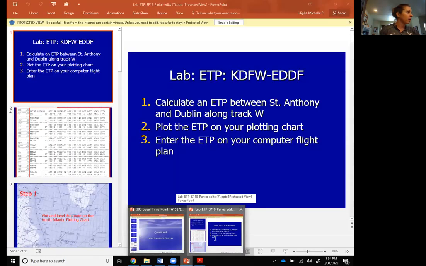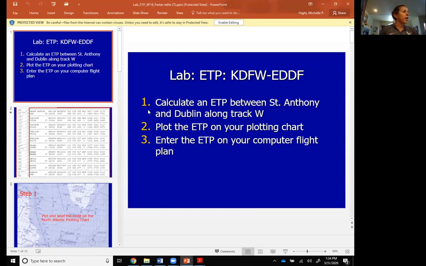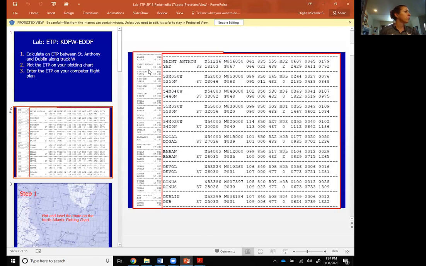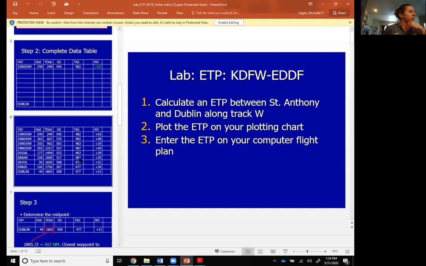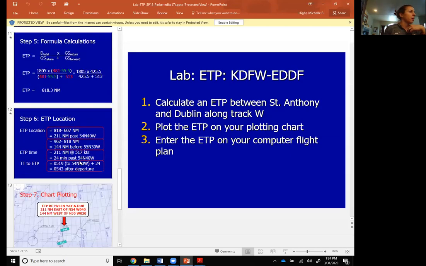So here's our lab. Today, we're going to calculate the ETP between St. Anthony and Dublin along track W, which is what we're on. We're going to plot the ETP on the plotting chart. I'm just going to show you how to do it, entering the ETP in your computer flight plan. And I'll give you an overview of all the slides we're going to cover.